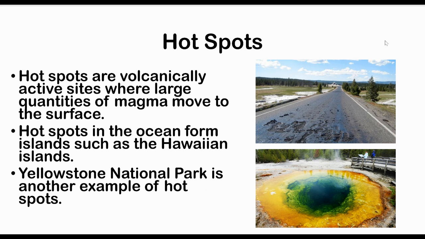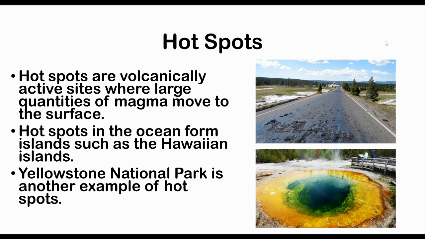Okay, at Yellowstone National Park, there's a lot of lava underneath the park, and you can actually measure in areas how much the ground is going up and down. And in the image in the top right, you can see where the road is actually starting to melt, where it is getting so hot and it is being affected by these hot spots. Hot spots can form in the ocean. The Hawaiian Islands are an example of that.